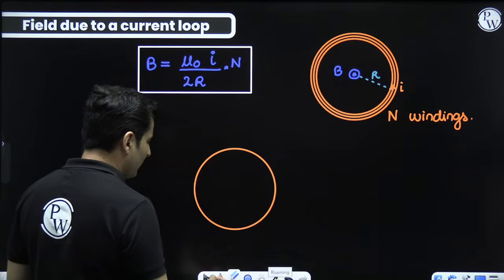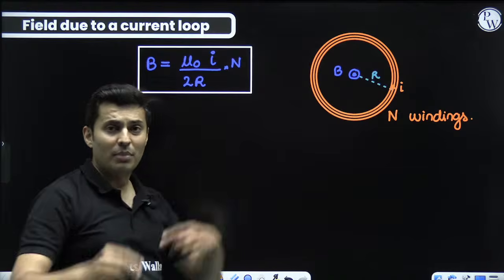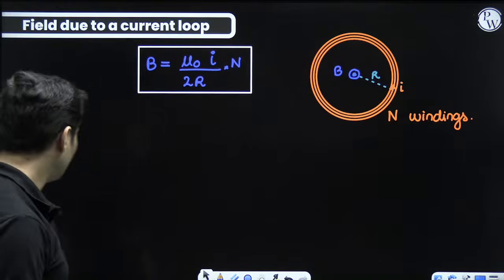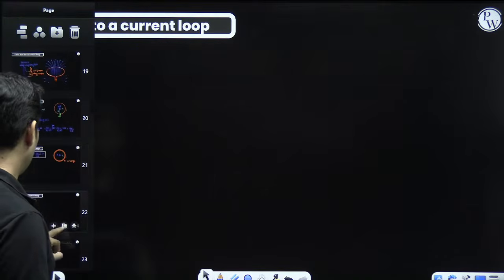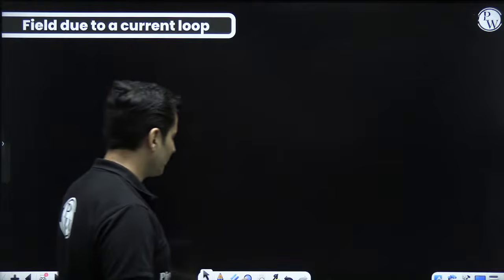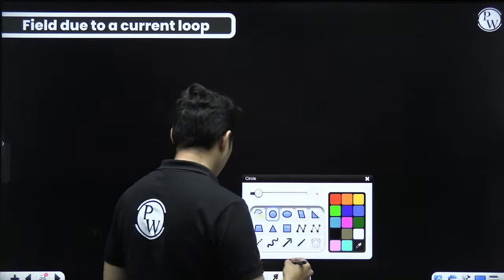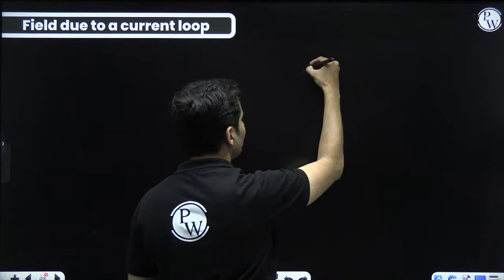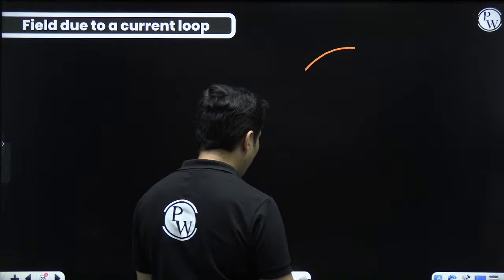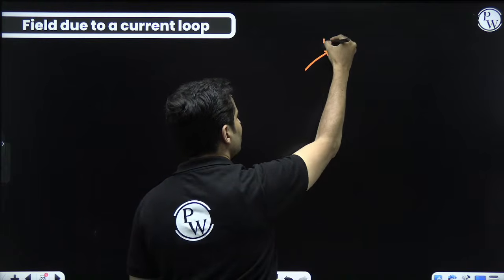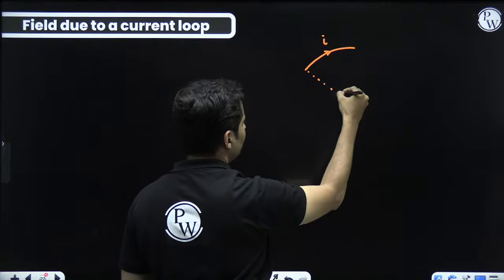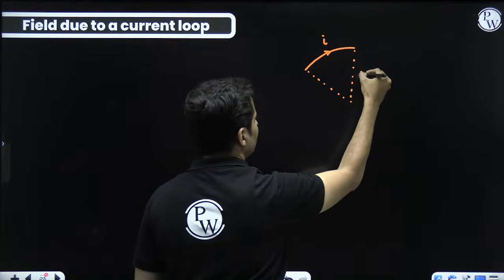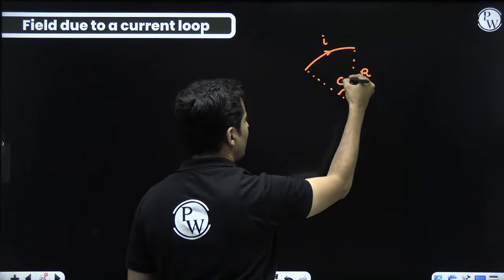Now, sometimes what happens, you might not get multiple coils, rather you might just get an arc of it. That is also a very, very common question. Say you have just this much part of the circular loop. The circular loop is huge, but you are taking a small arc of it. This is current I, and this is the center, this is the radius, this is the angle.